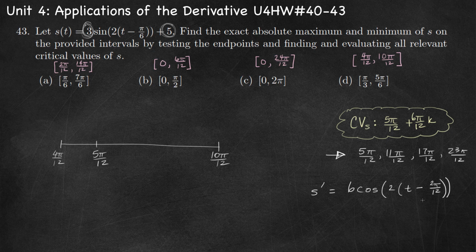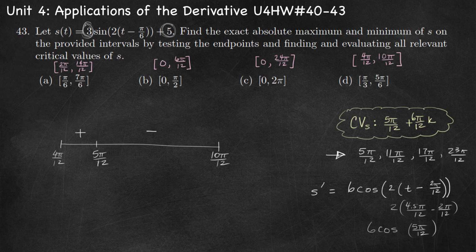We're subbing into our derivative. So 4.5 pi over 12 minus 2 pi over 12 is giving us 2.5 pi over 12 times 2. So 2.5 times 2 is 5, so I've got 5 pi over 12. We're taking the cosine of that and then multiplying it by 6. 5 pi over 12 is still in quadrant 1, so the cosine is positive.